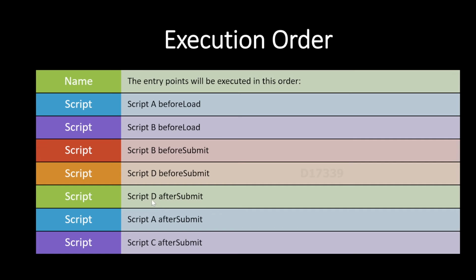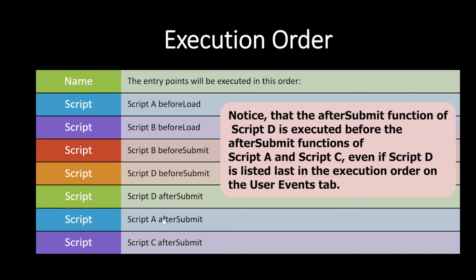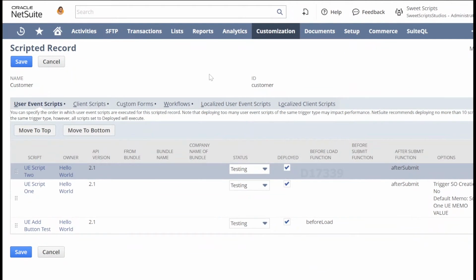So if you clearly notice these bottom 3 sections, D, A, C, the starting script which got executed is script D, the next script which got executed is script A, and the next is script C. So from this we can clearly understand that the order of script execution is based on the scripted records order which we place here, and the entry point execution will be such that all the before load entry points get executed first in a user event script, next all the before submit entry points get executed second, and then the after submit entry points. So this is how the execution order works for user event scripts.